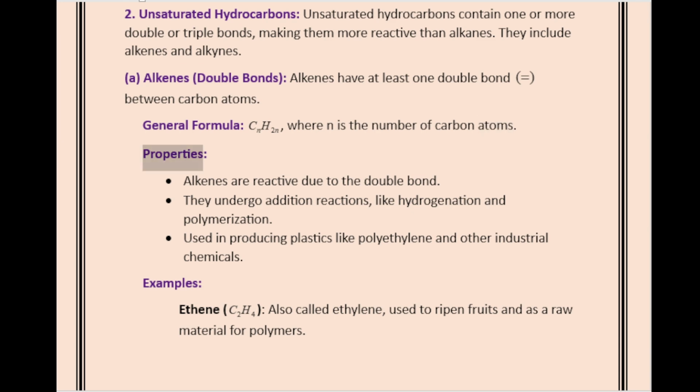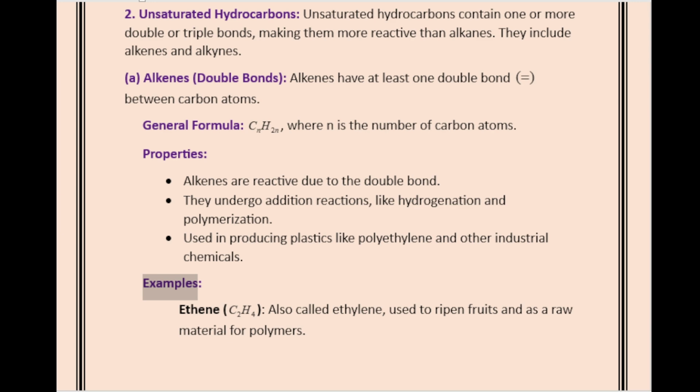Properties. Alkenes are reactive due to the double bond. They undergo addition reactions, like hydrogenation and polymerization. Used in producing plastics like polyethylene and other industrial chemicals.